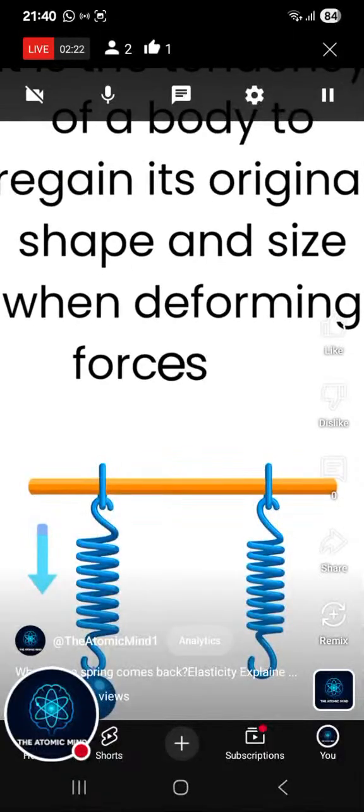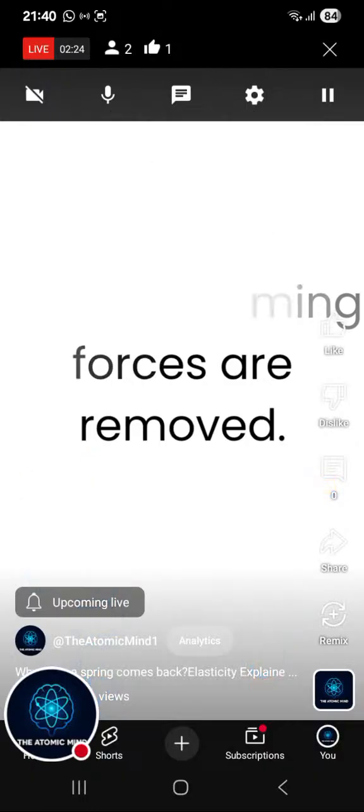What is elasticity? It is a property of a body to regain its original shape and size when deformed.